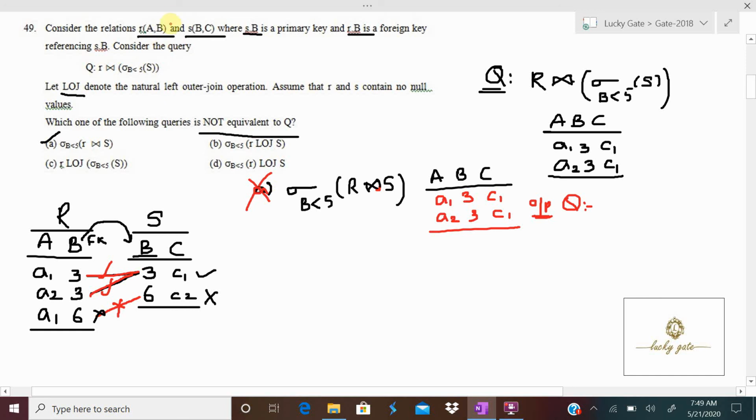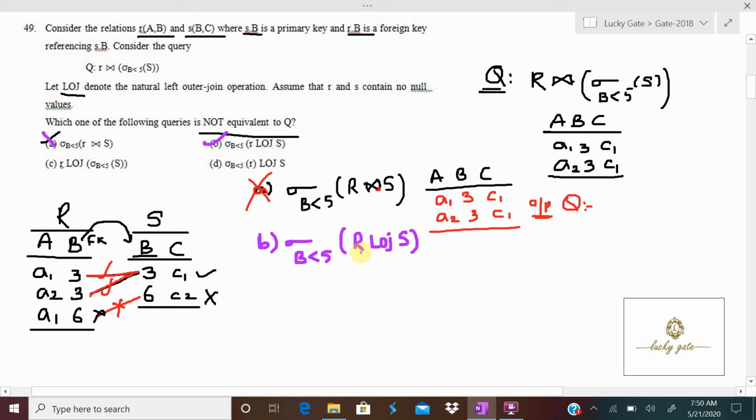Next look at option B. In option B, what is the query given? Sigma B less than 5 of R left outer join S. As we know, left outer join returns all the matching rows along with non-matching rows of the left side relation. Now the left side is R. So all non-matching rows in R are also in the output.